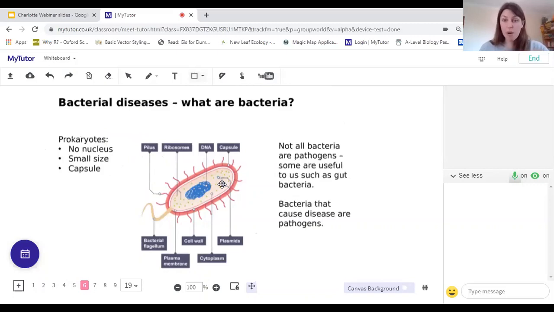Bacteria are everywhere. Not all of them are pathogens. Some, such as our gut bacteria, are useful to us for things like digesting our food. But bacteria that cause disease can be described as pathogens.